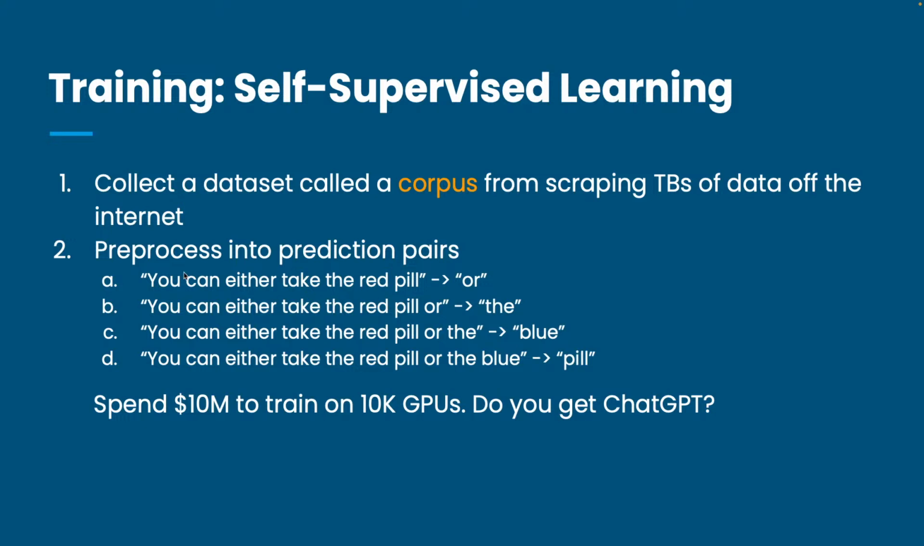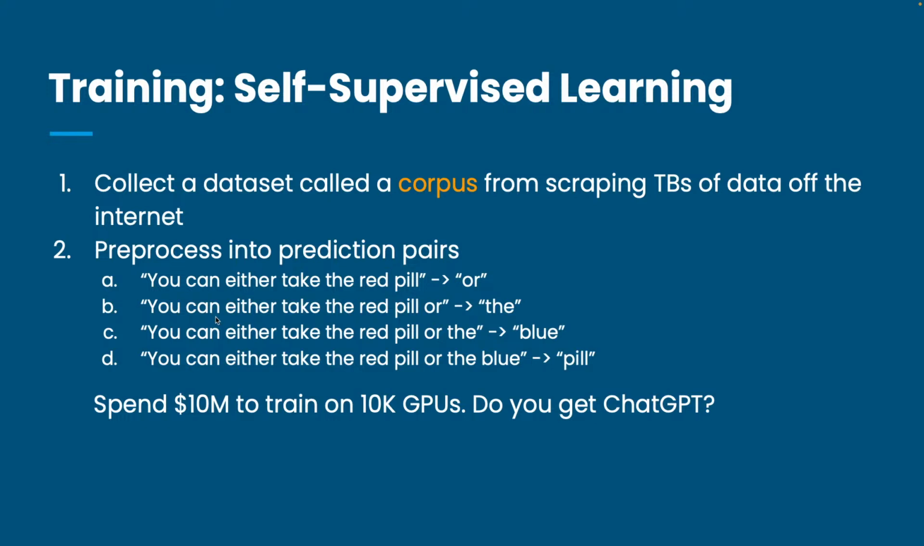So we're going to take a sentence, like "You can either take the red pill or the blue pill," and split it up. We start with part of the sentence: "You can either take the red pill," and then guess what word comes next. The next word is "or," which we know from the data set. This is the input we give the large language model, and the output we want it to generate is the word "or."